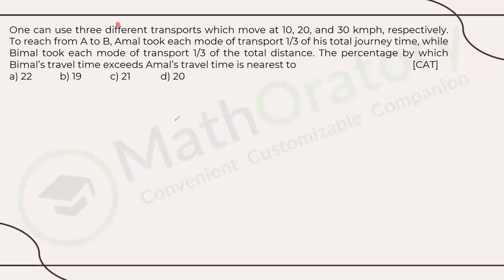So what do we have? Let's start with Amal's case. Now, in case of Amal, we know that he travels 1/3 of his journey time for each segment. So there are three segments having speeds 10, 20, and 30. The time of each segment is equal. Now, when a relationship between time is provided, what do we need to figure out in case of average speed? What is the basic idea of average speed? It is total distance by total time, right?